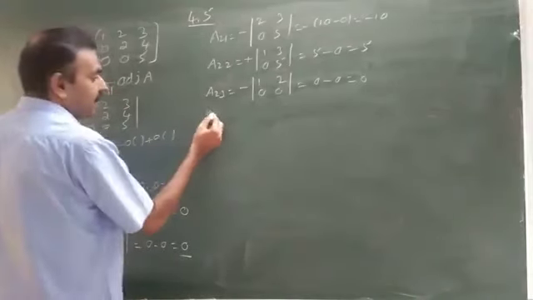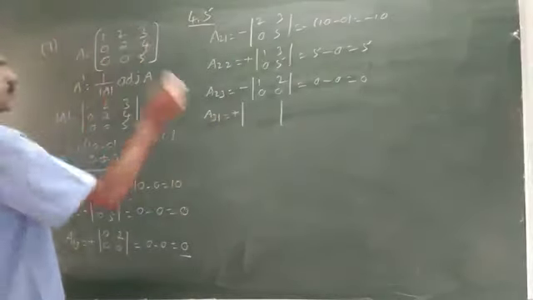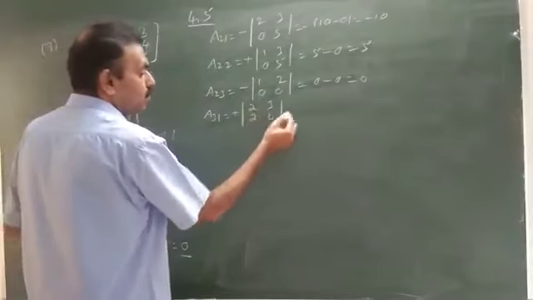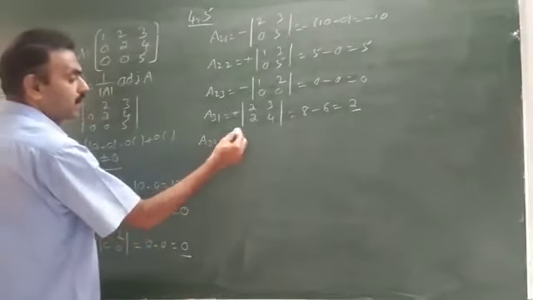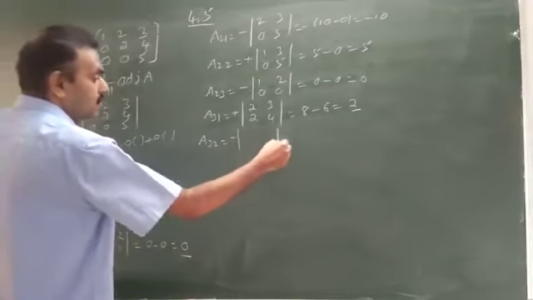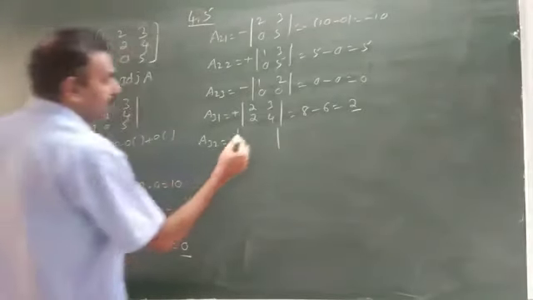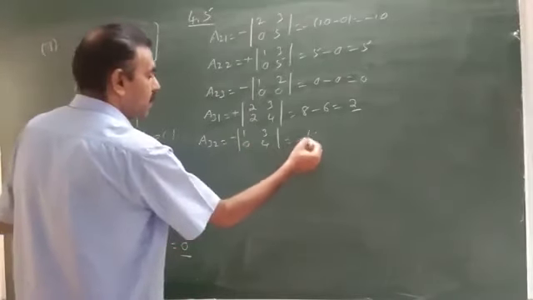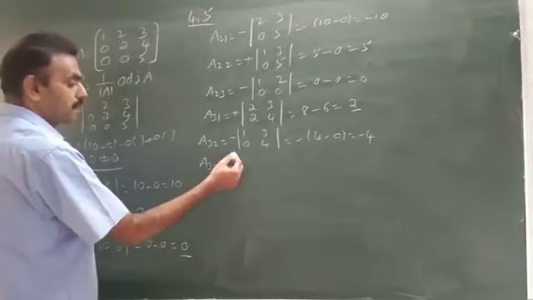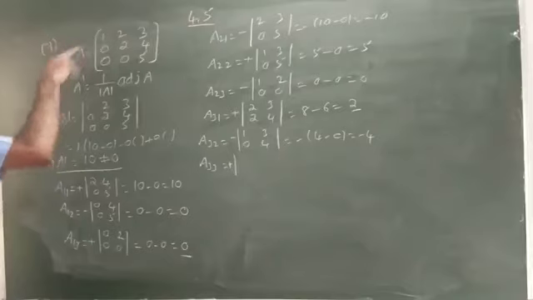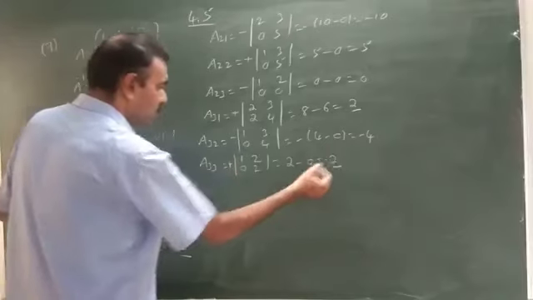Now let us find A31. Sign is positive. [2, 3; 2, 4]. 8 minus 6, which is equal to 2. A32: leave the row and column: [1, 3; 0, 4]. Sign is minus, so minus of (4 minus 0), minus 4. A33, you take. Sign is positive. [1, 2; 0, 2]. 2 minus 0 is equal to 2.